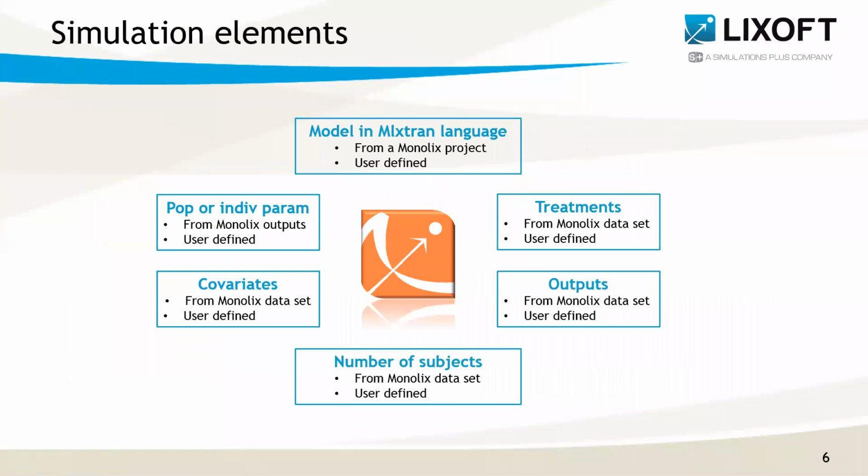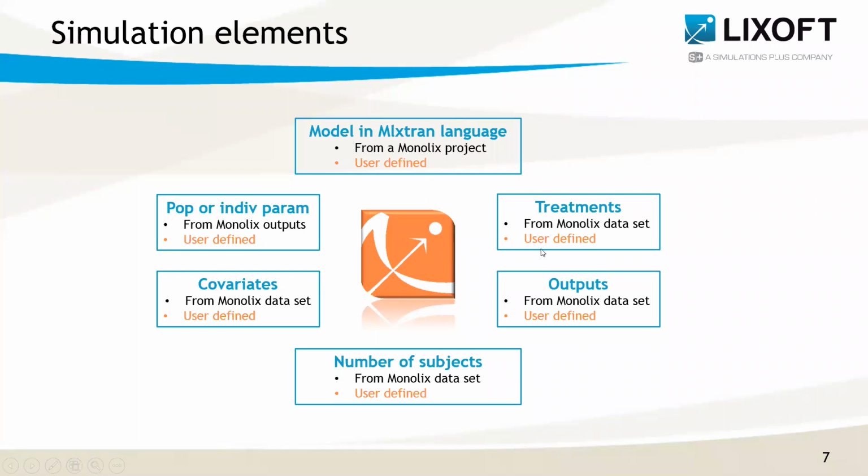Before running a simulation, it is necessary to define the elements of the simulation scenario. So this includes, of course, the model, and also the parameters that can be population or individual parameters, possibly covariates, the treatments to apply to the individuals, what you want to output from the simulation, and the number of individuals. If you import a Monolix project into Simulx, all these elements will be defined automatically, and you can then modify them to simulate new situations. But it is also possible to just define all these elements completely from scratch.